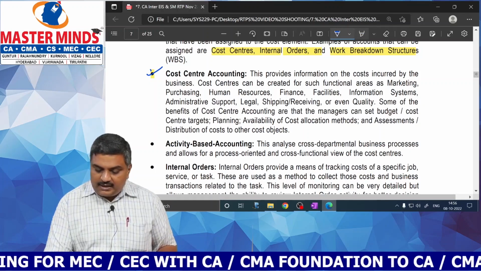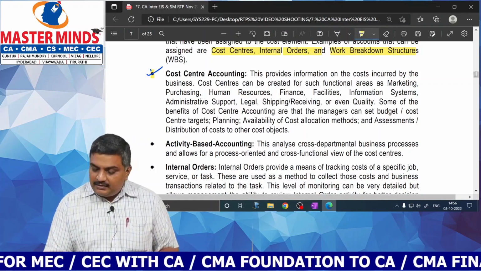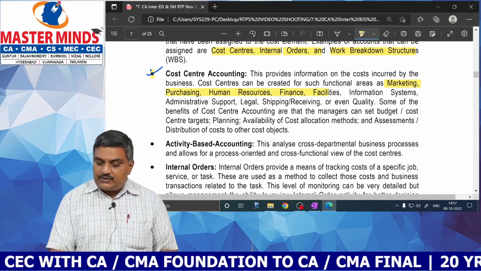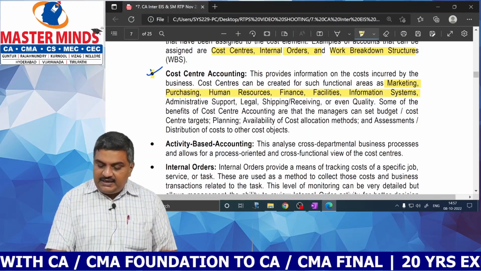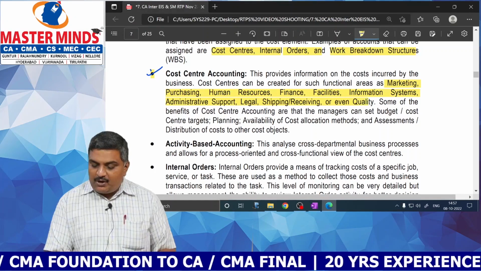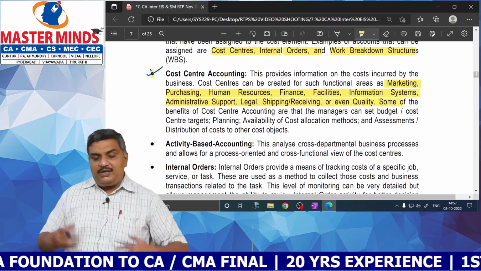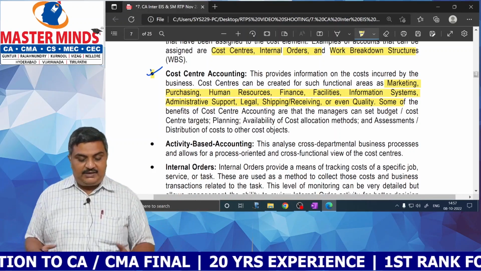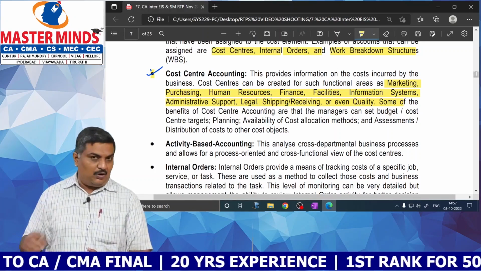And in cost center accounting, what are the areas? There will be cost centers in the areas of marketing, purchasing, human resources, finance, facilities, information systems, administrative support, legal, shipping or receiving, or even quality. So there will be cost centers everywhere because we incur costs for different things. So that also should be there.